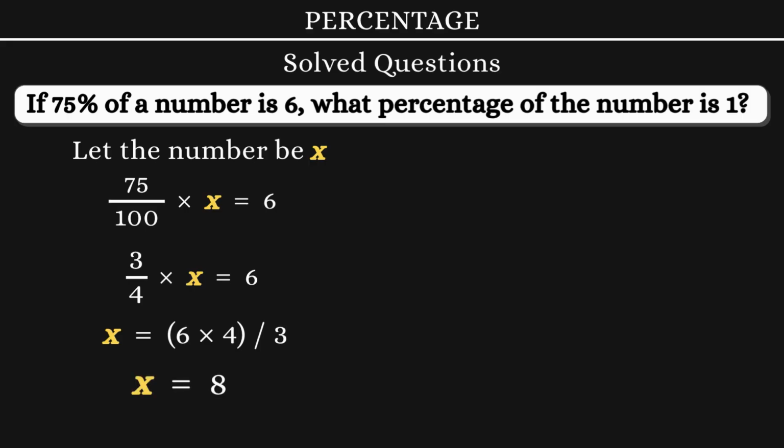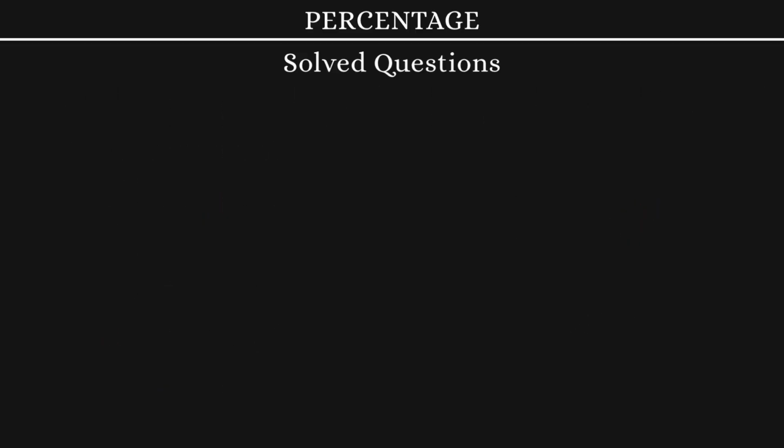Next, we need to find out what percentage of the number is 1. So when you divide 1 by 8, we get 0.125. So to find the percentage, we'll just move the decimal point 2 places to the right, which gives us 12.5%. With that, we come to the last question.